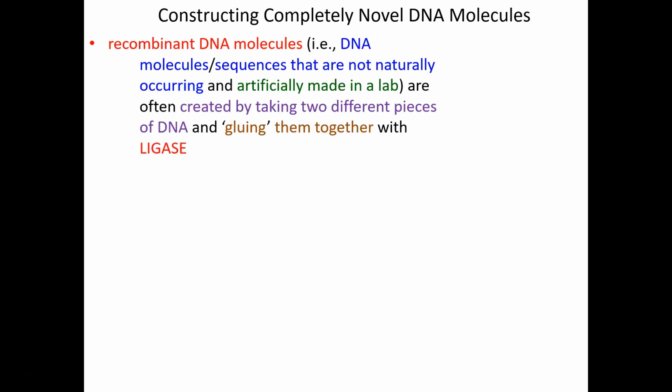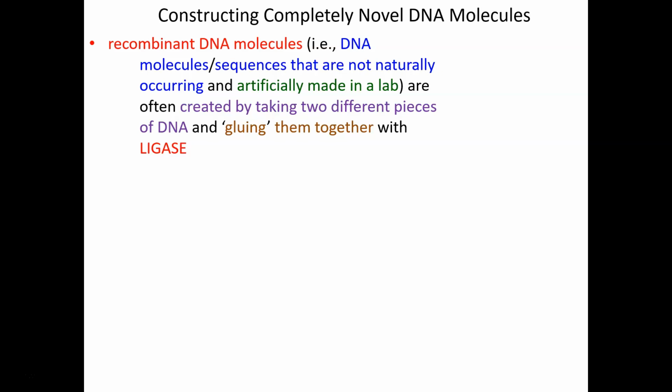Constructing completely novel DNA molecules is not something we could do about half a century ago, and now it's commonplace. In even the simplest, smallest labs across the world, we can clone or isolate and characterize essentially any DNA molecule or gene that we wish to. These are called recombinant DNA molecules. The textbook definition of recombinant DNA is DNA molecules or sequences that are not normally or naturally occurring, and they're made artificially in a lab.